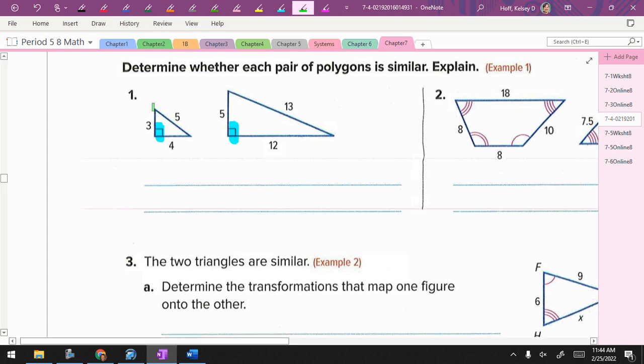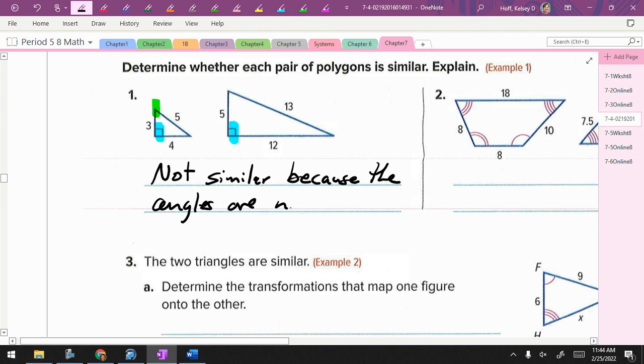Now, can you guarantee me this angle is equal to another angle in the right triangle? No. Because there are no markings, you can't go, I think it looks good. It doesn't work. It has to tell you that they're equal. So we don't have to go any further. These are not similar because the angles are not congruent. If your angles don't match up, you do not have to go any further.